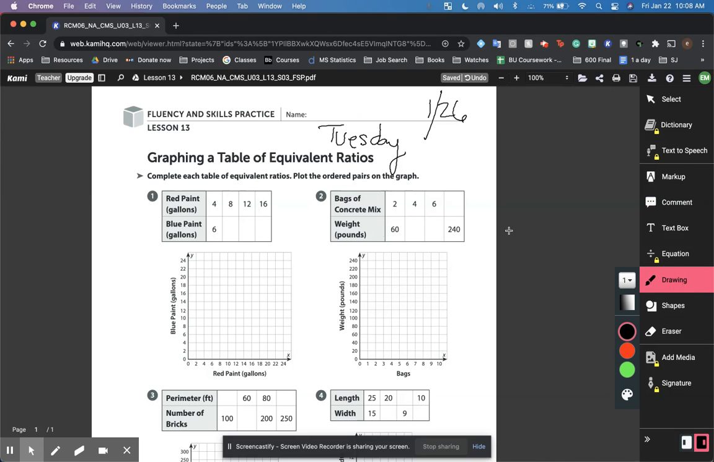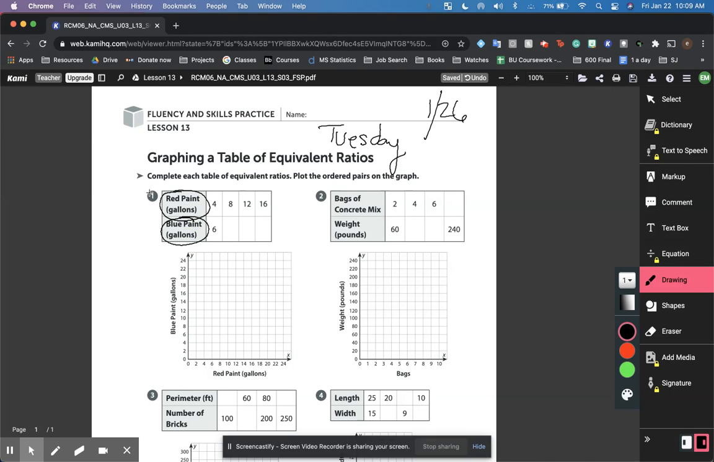You can correct your answers or you can use this to help you as you go. I'm only going to do 1 and 2, and then I will give the answers for 3 and 4 so you can check your work. So here we have red paint and blue paint. So maybe imagine you're painting your bedroom. You're going to paint it red and you're going to paint it blue.